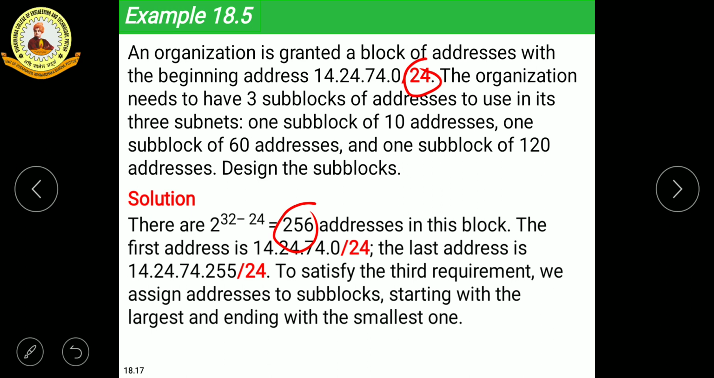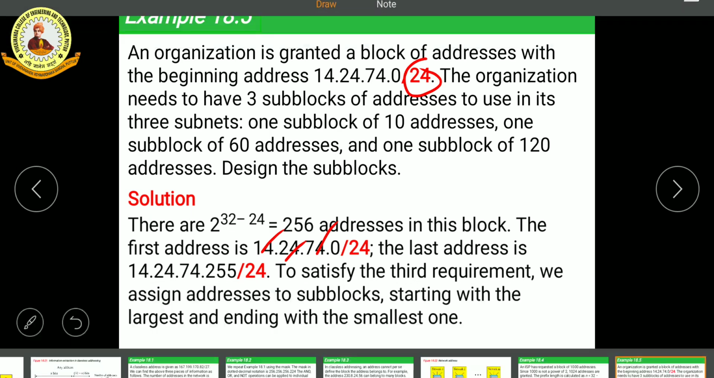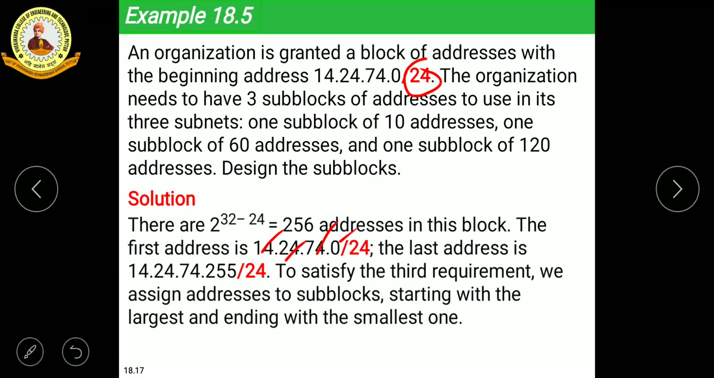So how to find the first address and how to find the last address we have already discussed. In this case, 24 bits means 8 bits for this, 8 bits for this, 8 bits for this. So 8 into 3 is 24. The last 8 bits will be your suffix. Make all the suffix bits 0, that will be your first address, and if you make all the suffix bits 1, that leads to 255, that will be your last address. So this is how we are going to find first and last addresses.